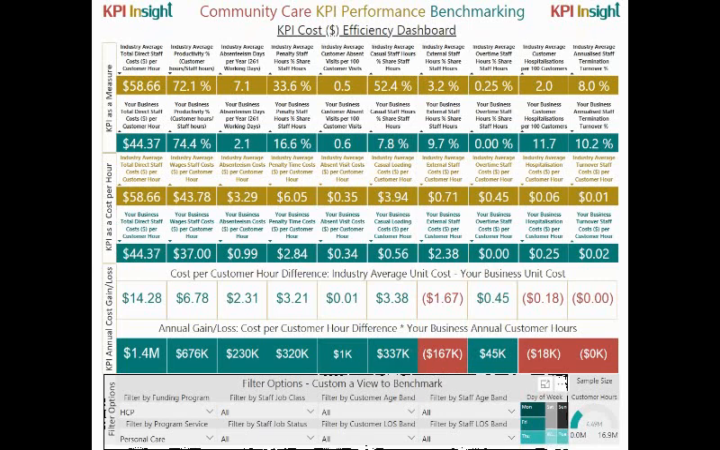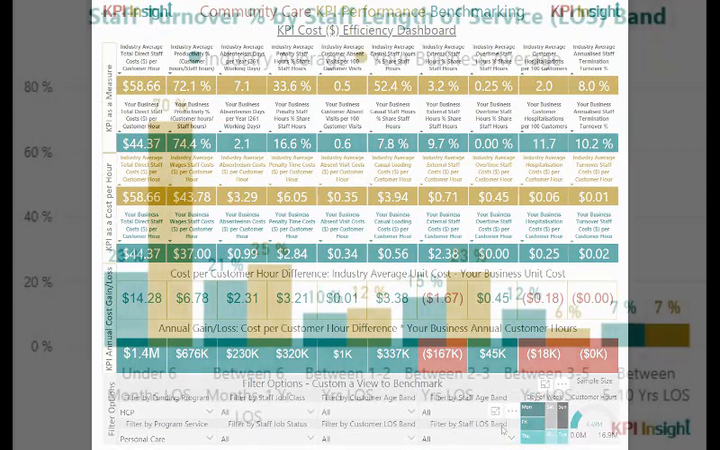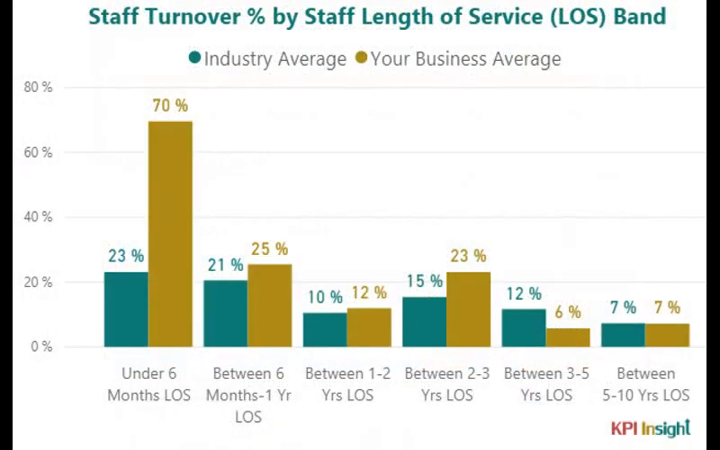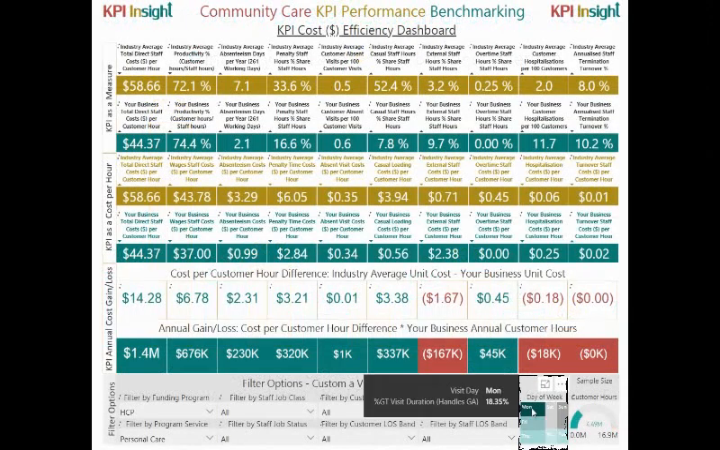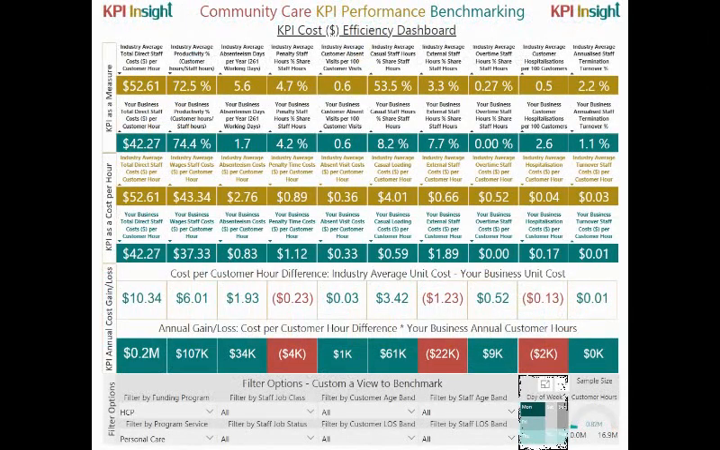Notice the other filters down here. You can further filter by staff job class, job status, customer and staff age bands, as well as customer and staff length of service bands. Understanding your staff length of service mix is important when you consider staff turnover is double for new staff under 6 months of service. I can also explore the changing efficiencies by day.